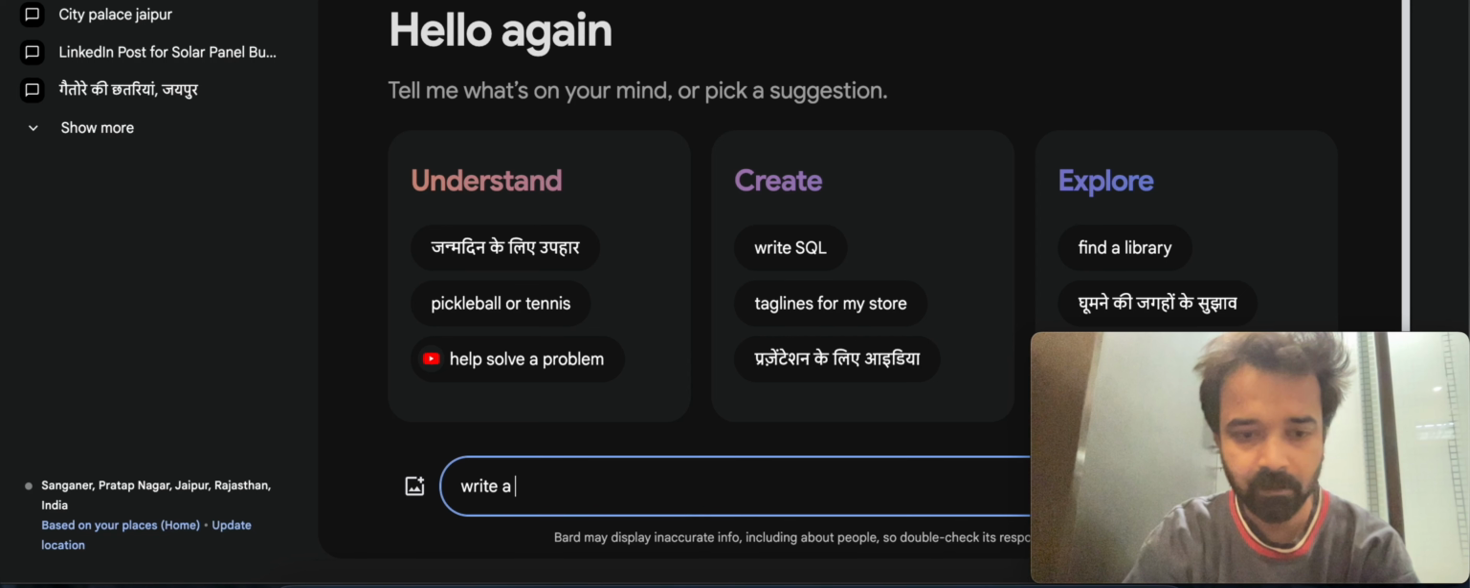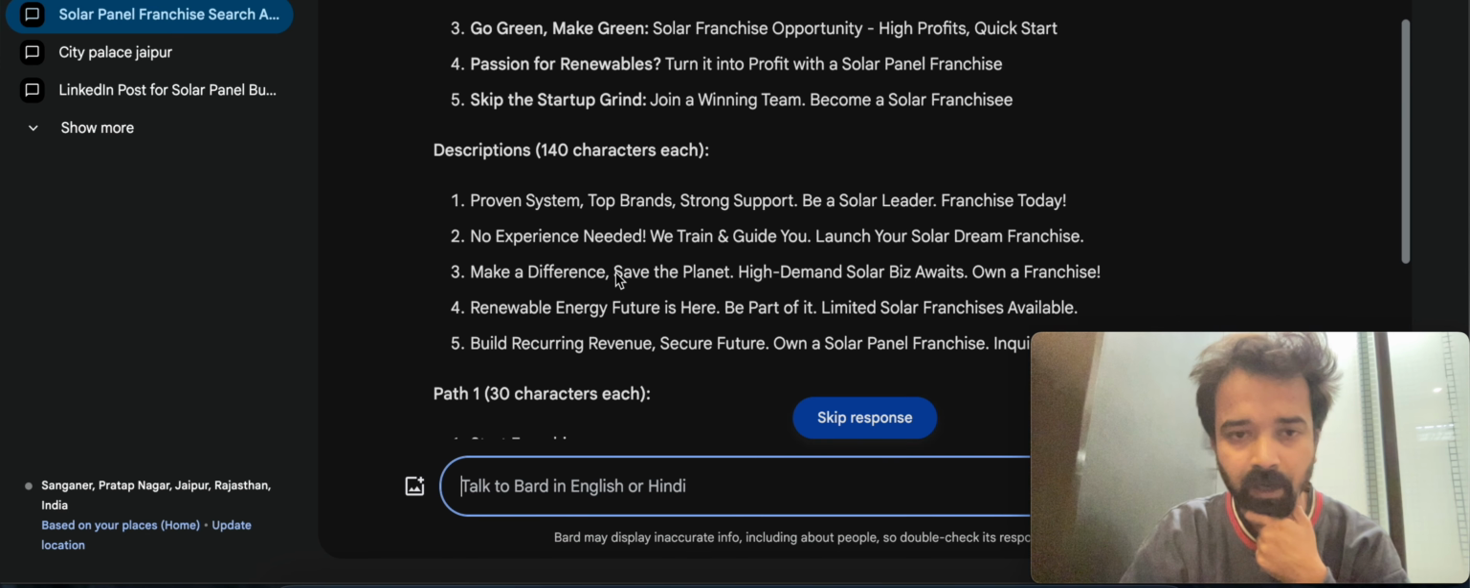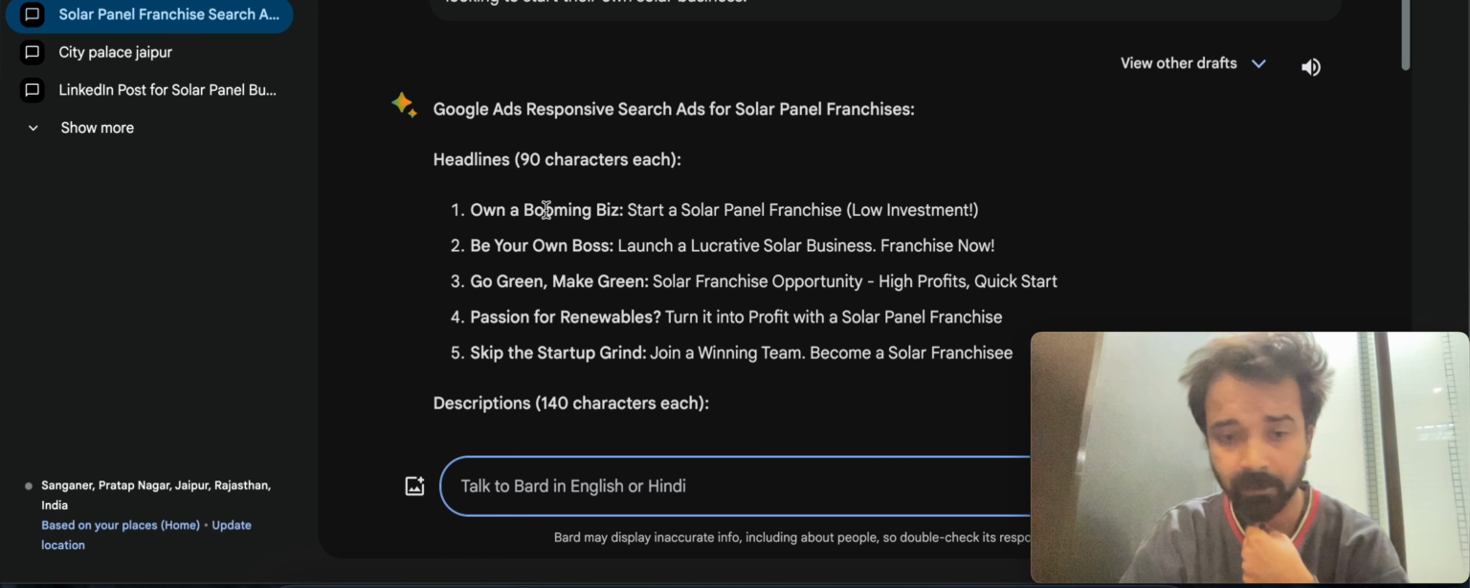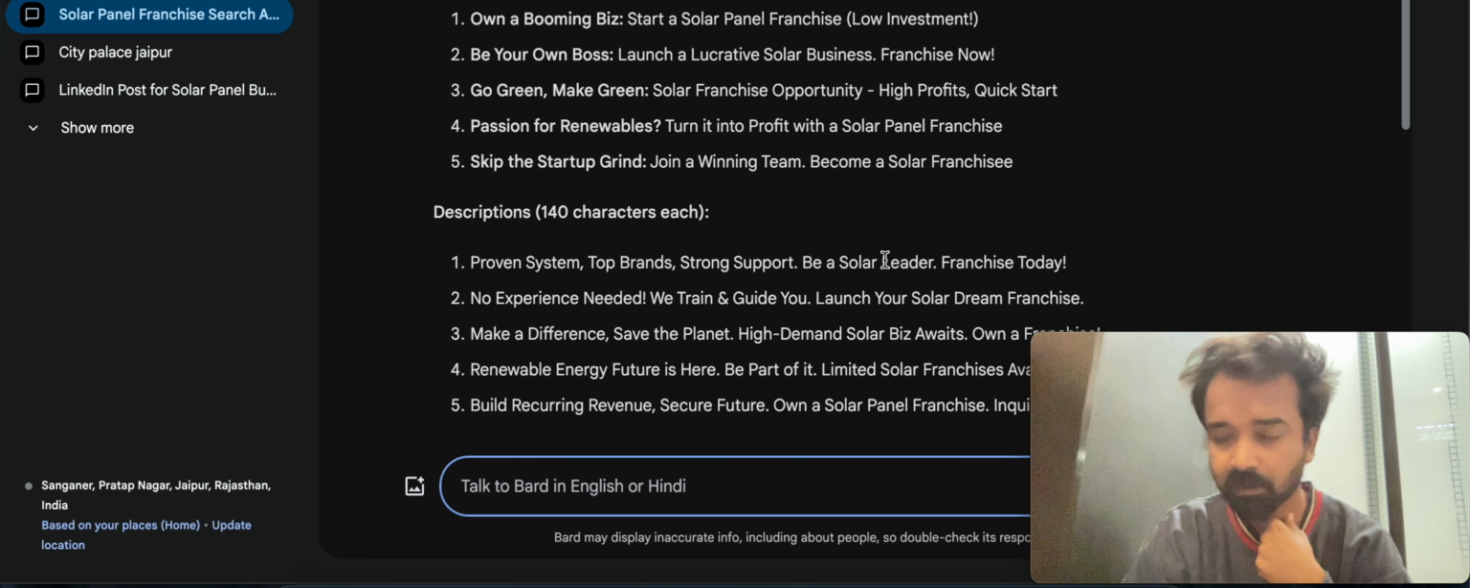Let me give you a demo of how we wrote this ad copy. Google Ads responsive search ad for solar panel franchise. You can take help from Bard or ChatGPT. Here it will write headlines for you, descriptions for you. So this is a small example that you can also use AI to write your Google ads.